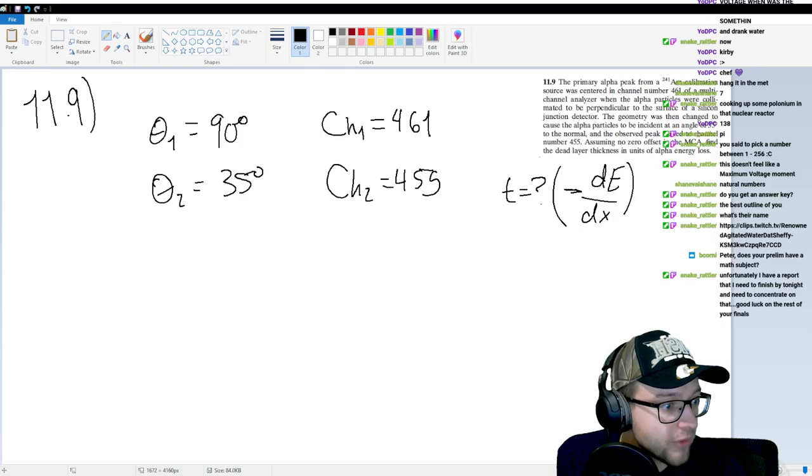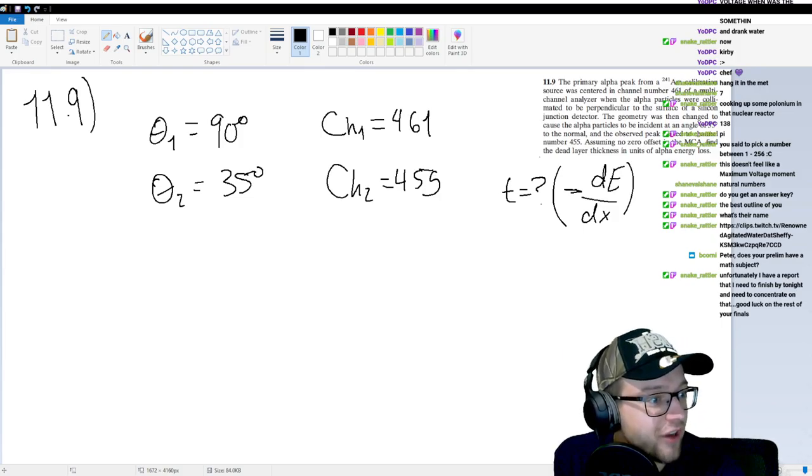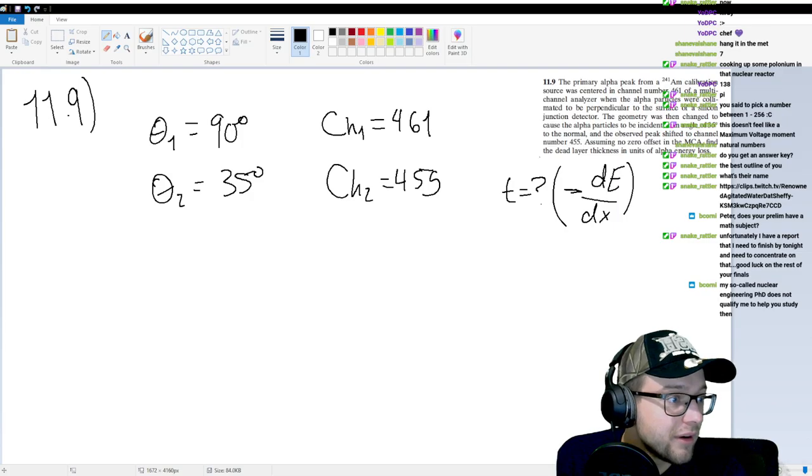Energy loss measurements by particle identification. Section D of chapter 11. That's just what I'm looking for.